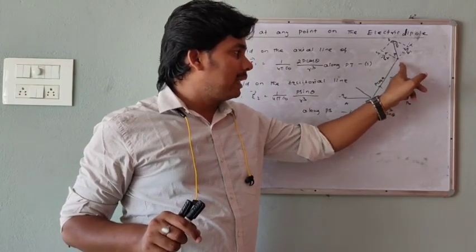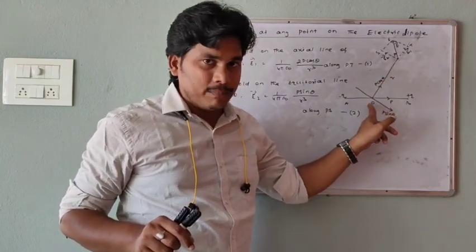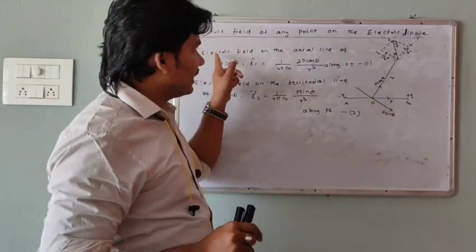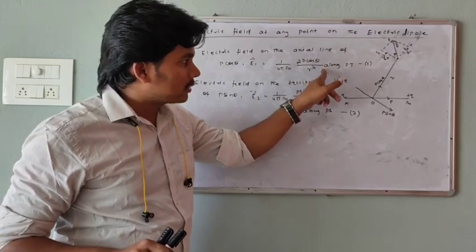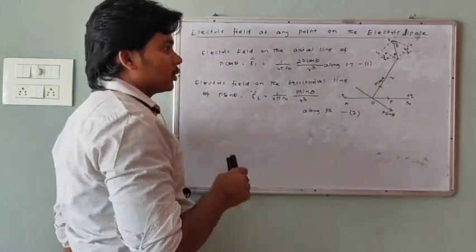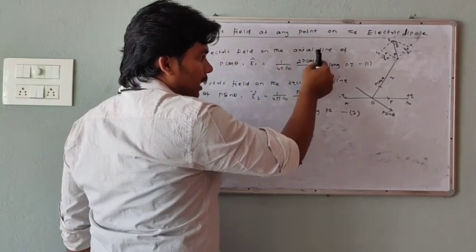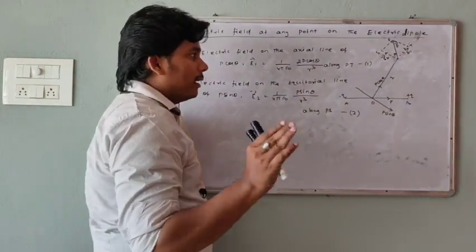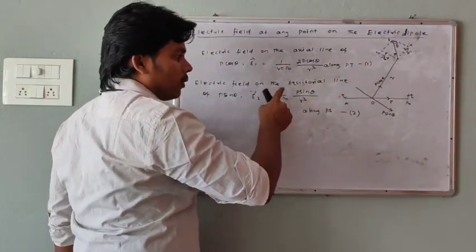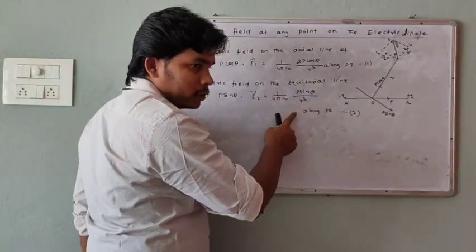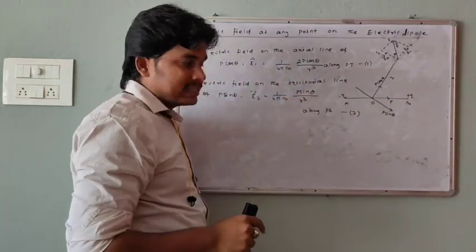Point P lies on the axial line of P cos theta, and on the equatorial line of P sin theta. Now we will find the electric field on the axial line of P cos theta. E1 vector equals 1 by 4 pi epsilon naught 2P cos theta by r cube along P2. Why is this so? As we know, on the axial line the value is 1 by 4 pi epsilon naught 2P by r cube along the direction, and in the same way the electric field intensity on the equatorial line is 1 by 4 pi epsilon naught P by r cube along the direction. Here P is P cos theta, and there P is P sin theta.